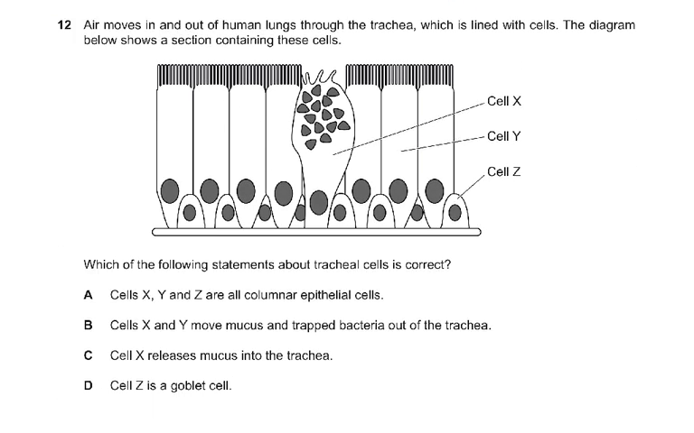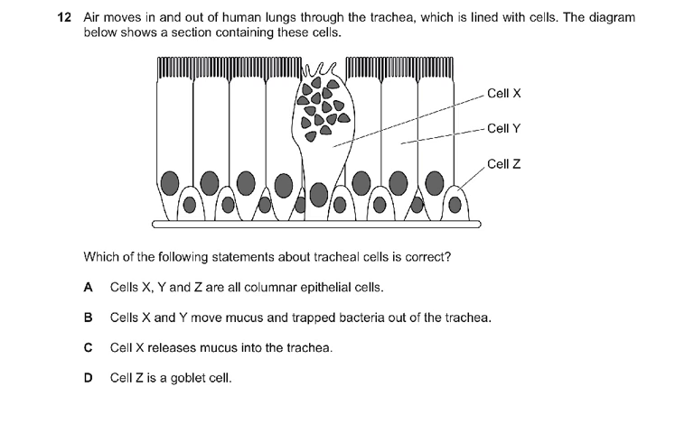Then coming to question number 12, air moves in and out of human beings through the trachea, which is lined with cells. The diagram below shows a section containing these cells, cell X, Y, Z. Which of the following statements about tracheal cells is correct? Now, of course, we all know these. Cell X is the goblet cell that produces mucus. Cell Y is the ciliated epithelium cell. And cell Z is the cells just below the ciliated epithelium cells. So the answer is C. Cell X releases mucus into the trachea. So this was the goblet cell which released mucus into the trachea.